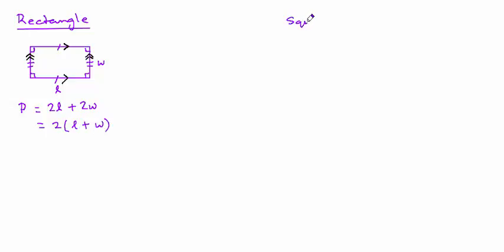A square, you must be knowing, is a special type of a rectangle in which all four sides are the same length. So this is the same length as this, as well as this. And therefore, the perimeter of a square is nothing but L plus L plus L plus L, which is equal to 4 times L.